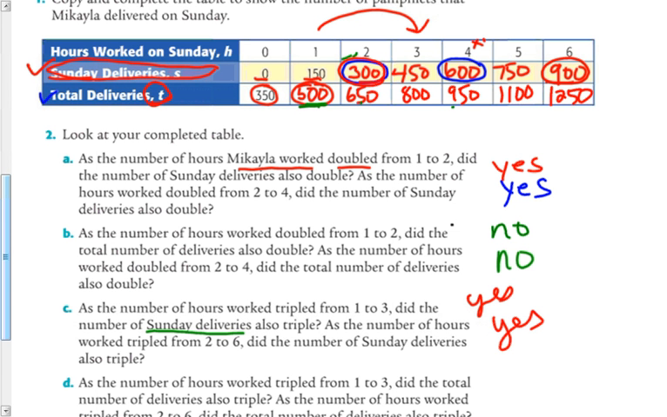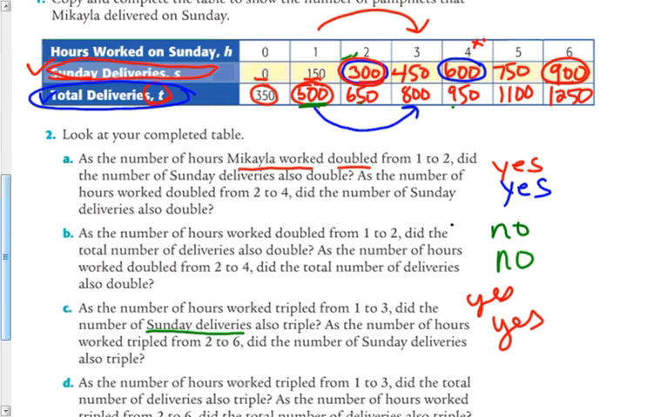As the number of hours worked tripled from 1 to 3, did the total number, so we're going to switch now. Now we're talking about total again, so this one. So as we go from 1 to 3, 3 is triple the number of hours as 1 hour. But is the number of total deliveries triple?